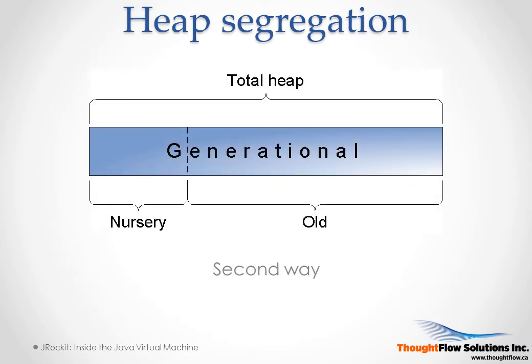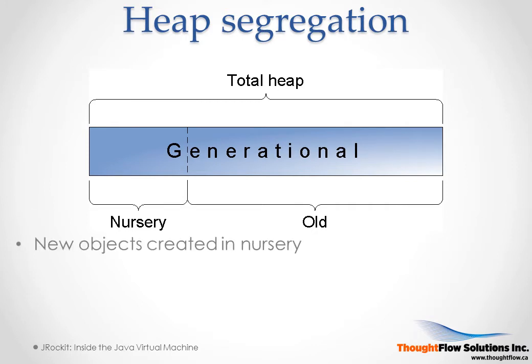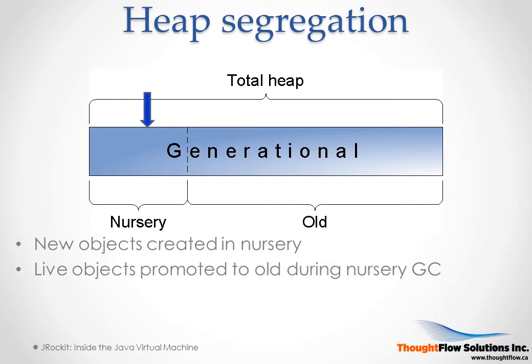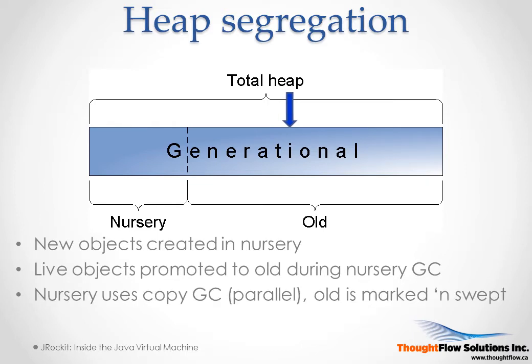The second way is to use generations. We have the nursery and the old generations. New objects are created in the nursery. Then live objects, whenever there is a garbage collection in the nursery, are promoted to the old generation during garbage collection. The nursery uses parallel garbage collection, whereas the old is mark and swept. So the nursery uses copy garbage collection in a parallel way, and the old is mark and swept.